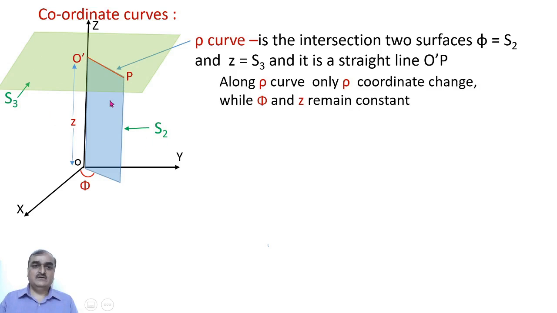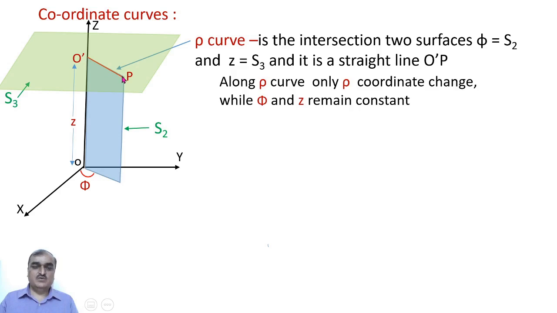O dash P is the intersection of the surfaces S2 and S3. If we observe this line O dash P, then along this line only the value of rho varies from point to point. As we go away from the z axis, the value of rho increases. But all points on this O dash P line are at a distance z from the xy plane.